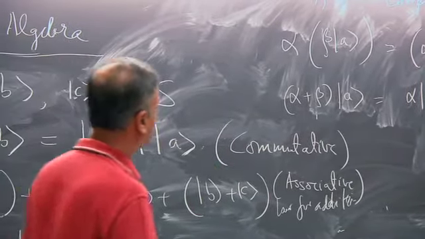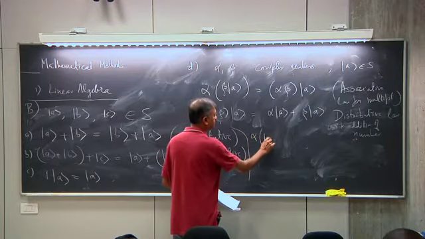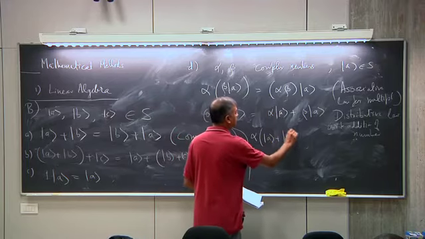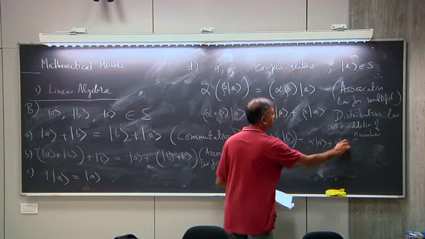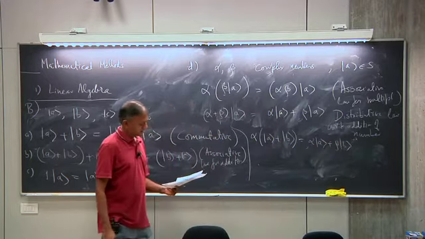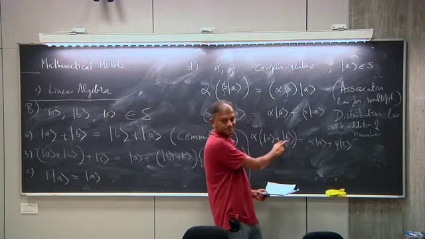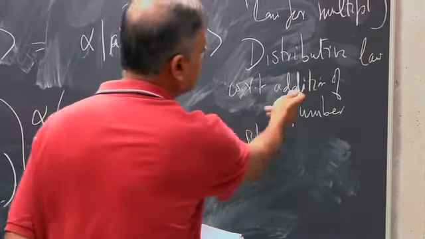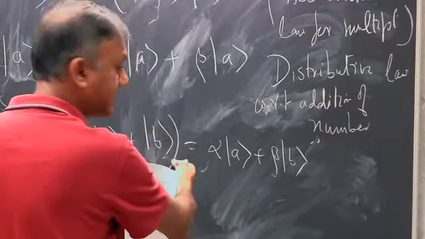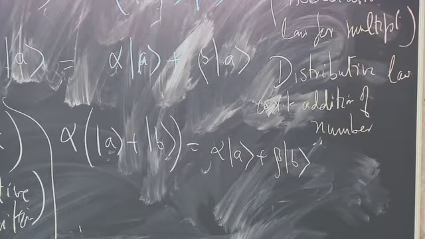And finally, there is another distributive law. You can say alpha times, say, vector A plus B is the same as alpha A plus alpha B. Okay. So this is the distributive law with respect to addition of vectors. See, here you added the complex numbers, and there's a distributive law with respect to addition of complex numbers. Here I'm adding the vectors. So distributive law with respect to addition of vectors. Okay. So these are all the conditions.